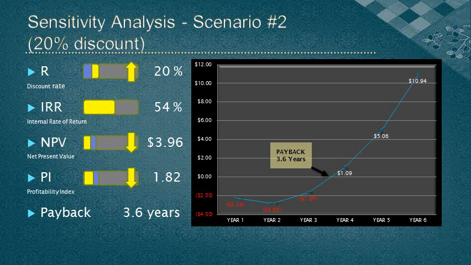Scenario number 2 has a 20% discount rate, and other conditions are the same as the business case. Also, we can see the same payback period as the business case, but NPV and PI show a decrease. NPV values have changed from $6.63 billion to $3.96 million, and PI values have changed from $3.96 billion to $1.82 million.